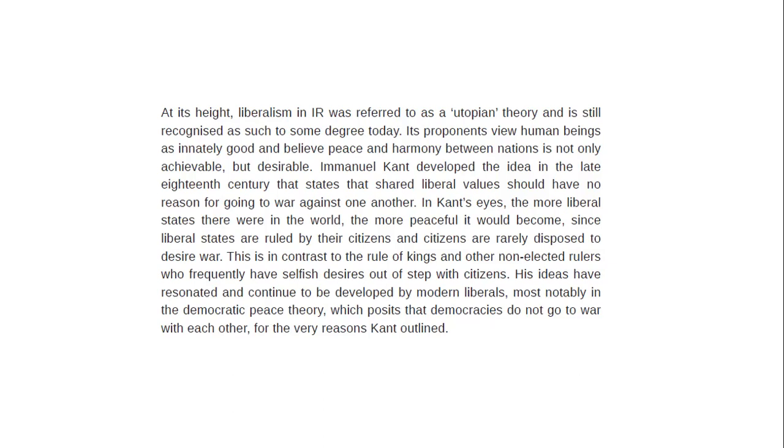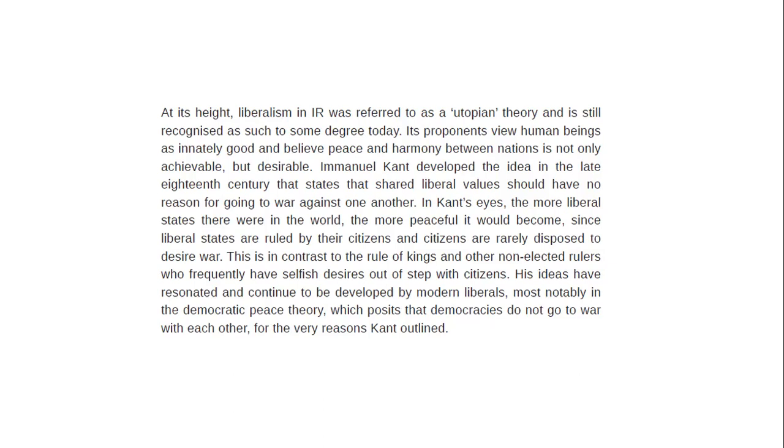Immanuel Kant developed the idea in the late 18th century that states, again, from the first chapter, we've structured everything on states being the core, that shared liberal values should have no reason for going to war against one another. So what they're saying there is, if you believe in peace, love, harmony, sheep, candies, butterflies, then there should never be a reason for having a war anywhere in the world, you know.